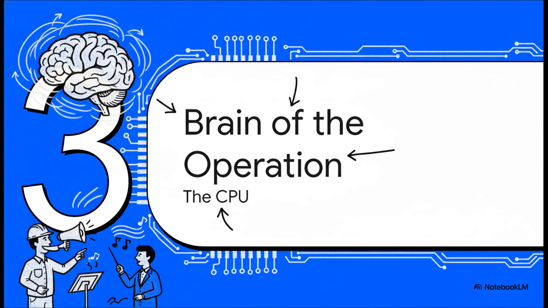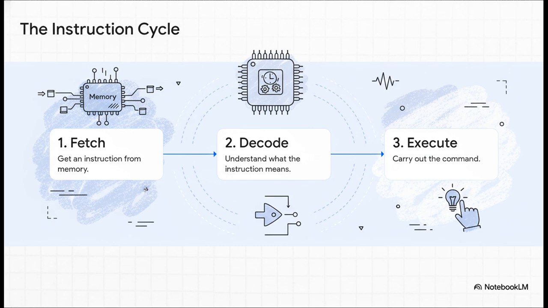Okay, so we've got our building blocks. We've got our language. Now, we need a boss, the construction foreman, the conductor of the whole orchestra. You know what I'm talking about. The central processing unit, or CPU. The brain. The CPU has this constant, relentless rhythm. You can think of it like its heartbeat.